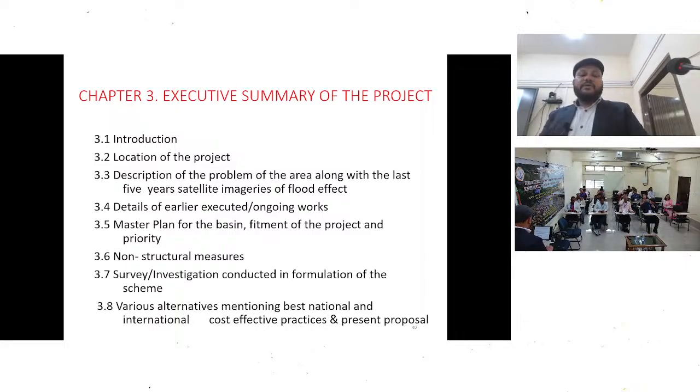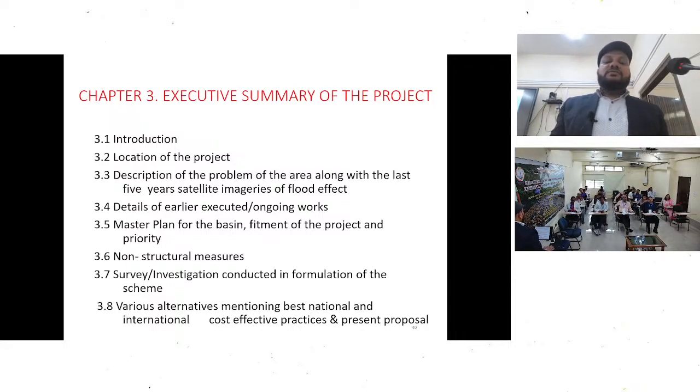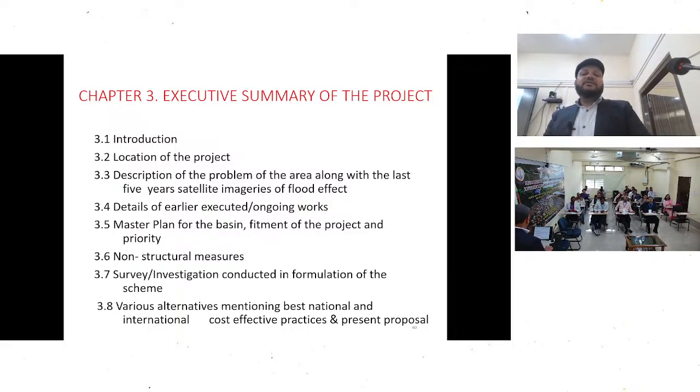What is the problem? Then detail of earlier executed work, whether any earlier executed work is there or not. If there are ongoing works and we are also planning something, then there will be overlap. Then we also have to list down whether any project has been executed or not, or any ongoing project is going on or not. Then whether it is mentioned in the master plan or not.